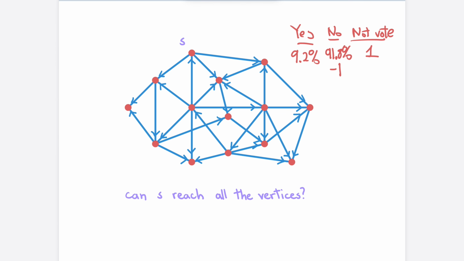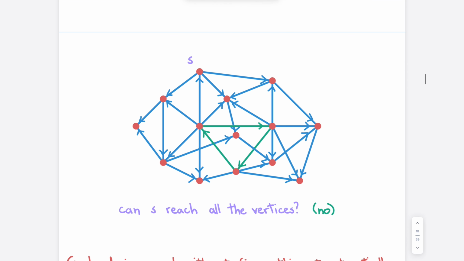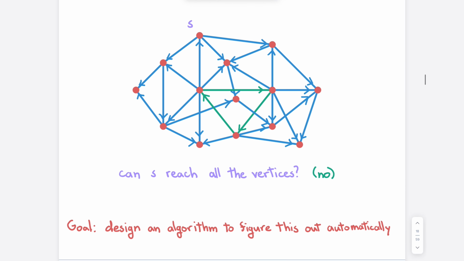Okay, very honest. A lot of you said no. So who can you not reach? Yeah, the point directly below S. That's right. So there's this triangle in the middle that you actually can't get to.